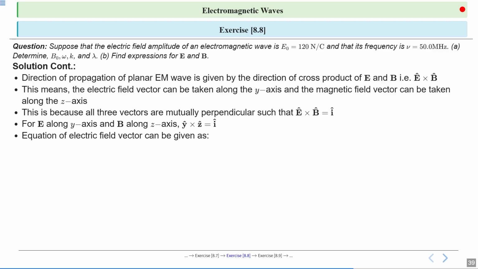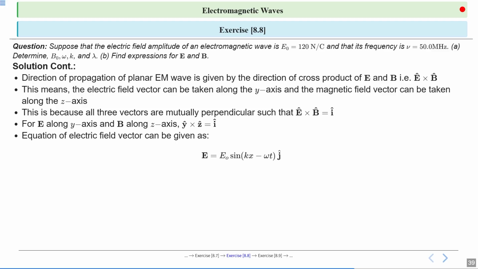The equation of the electric field vector can be given as follows. Here Y cap represents the unit vector along the Y axis, also written as J cap, and Z cap represents the unit vector along the Z axis, also written as K cap. So the electric field vector is along the Y axis, so E will be equal to E naught sine kx minus omega t, and the direction is J cap.